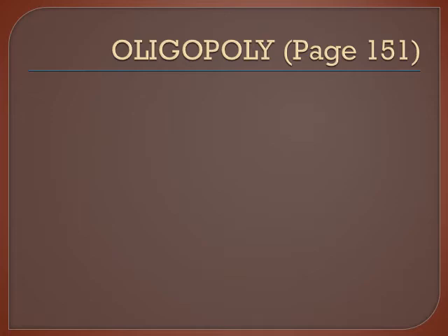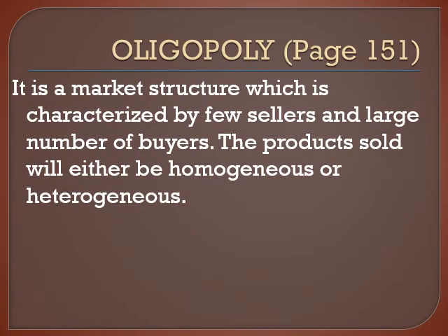The last kind of market is oligopoly. In oligopoly, basically it is a market structure which is categorized by few sellers and a large number of buyers. So the number of buyers is big, but the number of sellers is small. The products that are sold here in an oligopoly market structure are either the same or different. They can be homogeneous or heterogeneous.